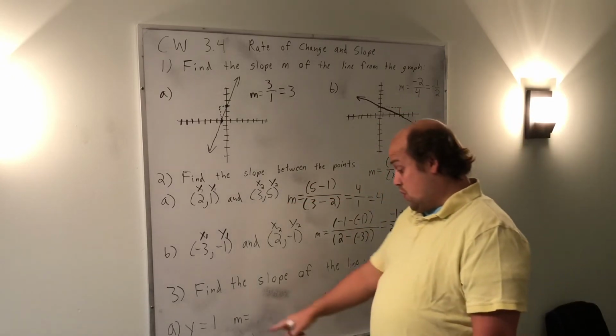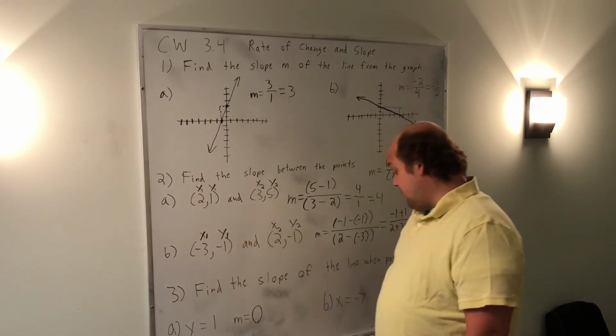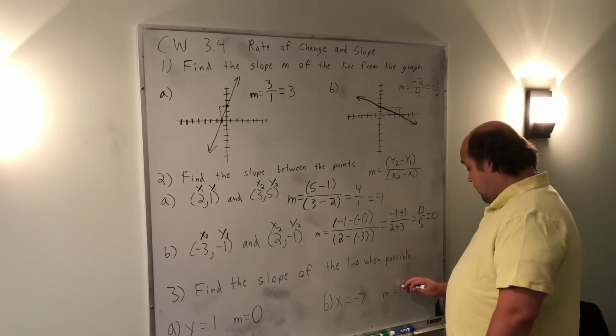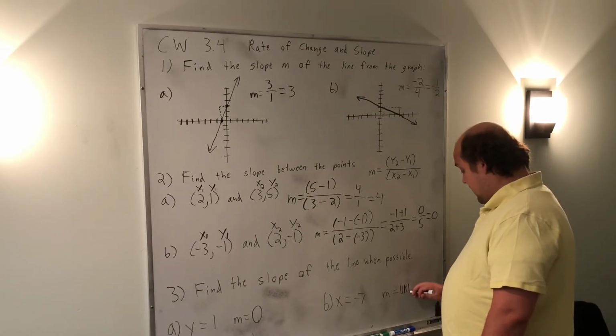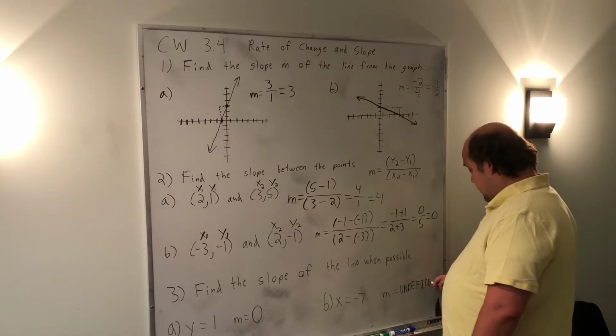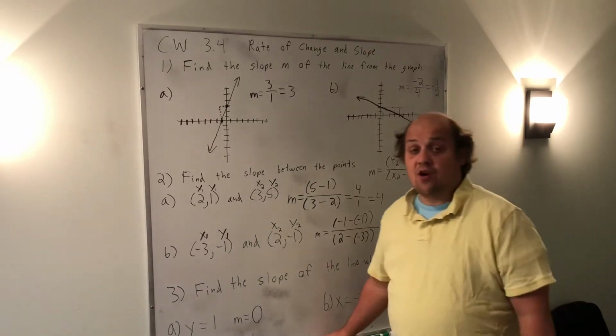So for the slope of y equals 1, I'm going to write 0. For the slope of x equals -7, I'm going to write undefined. I'm doing it in capitals because that's what the instructions say, and the instructions are meant to match what you're supposed to do in the online system.